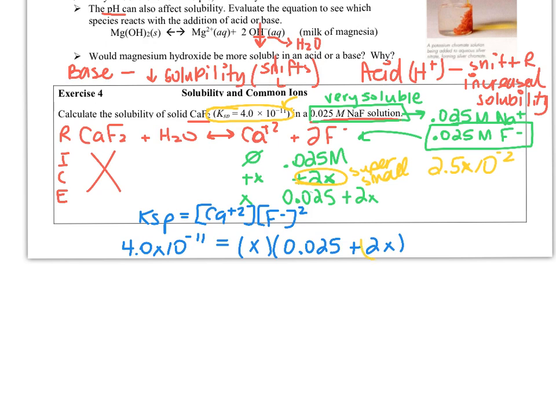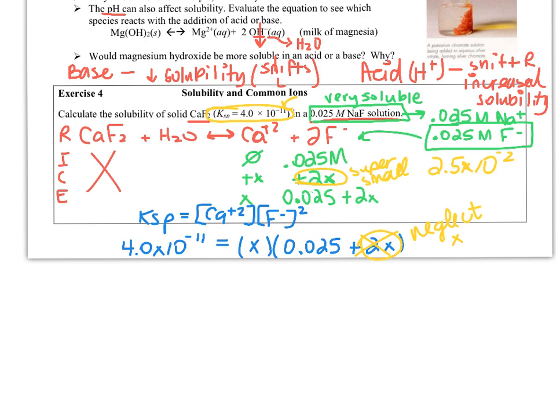So therefore, I'm going to do what we call in AP, neglect the X. I only do it with the plus or minus part, and I can only do it when it's a really small KSP value or a K value.